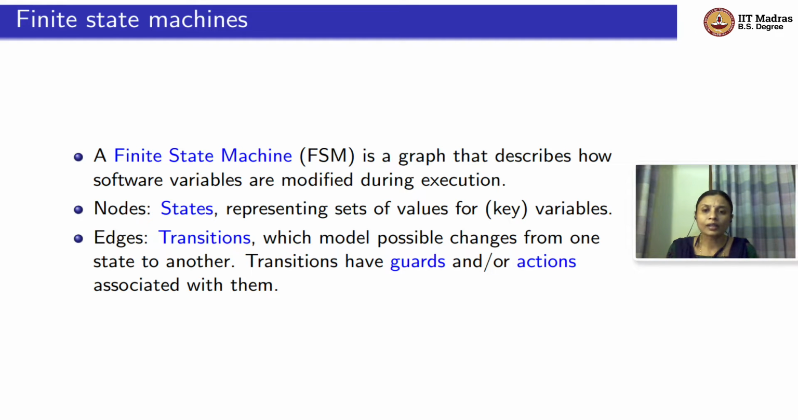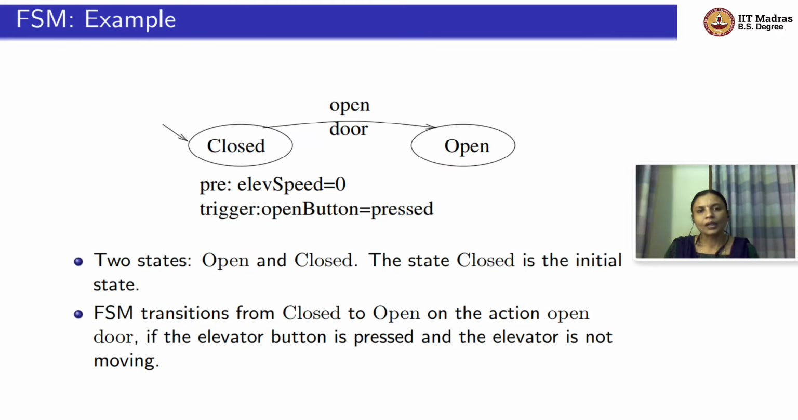It can have guards which tell you whether a particular transition can be enabled or not. When you are at a particular node or a state, if the guard is not true, then the particular transition or the edge cannot be taken to go to the next state. Transitions in finite state machines also have actions which tell you what happens when that transition or the edge is taken. So here is a very small toy example.